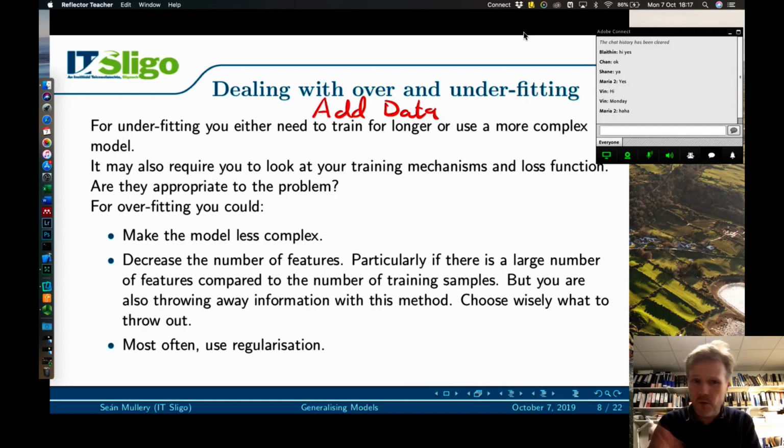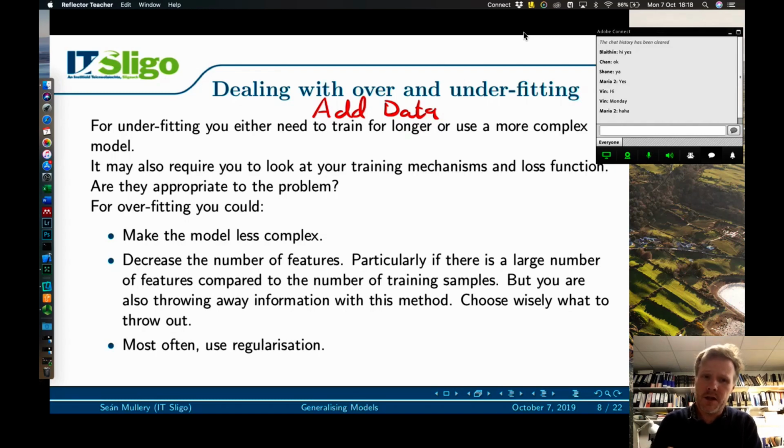Now, for overfitting, the opposite problem, one thing you can do is make your model a little bit less complex. Looking back at our situation with our polynomial, you can decide, well, I'm not going to go for the one that's too much of a straight line, and I'm not going to go for the one that's got too many higher order polynomial parts to it. I'm going to go for something in the middle.